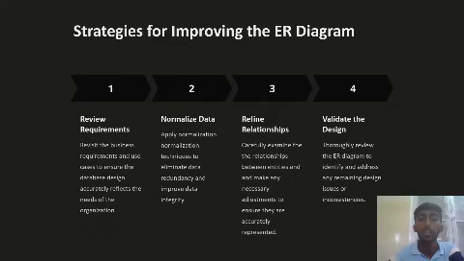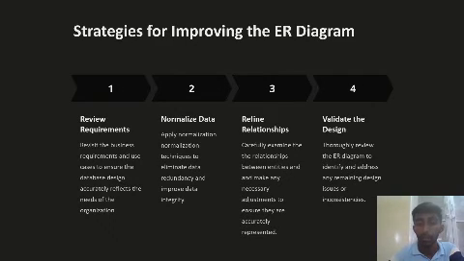Strategies for improving the ER diagram. There are four strategies: review requirements, normalize the data, refine the relationships, and validate the design. First one, review requirements. Revisit the business requirements and use cases to ensure the database design accurately reflects the needs of the organization. Second one is normalize data. Apply normalization techniques to eliminate data redundancy and improve data integrity.